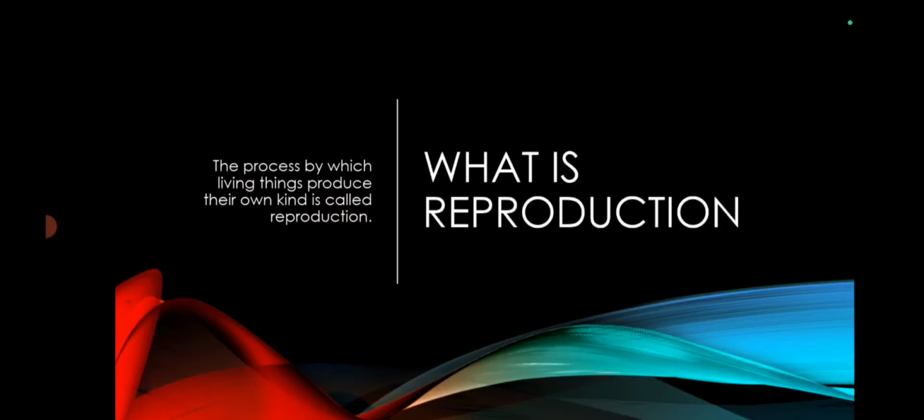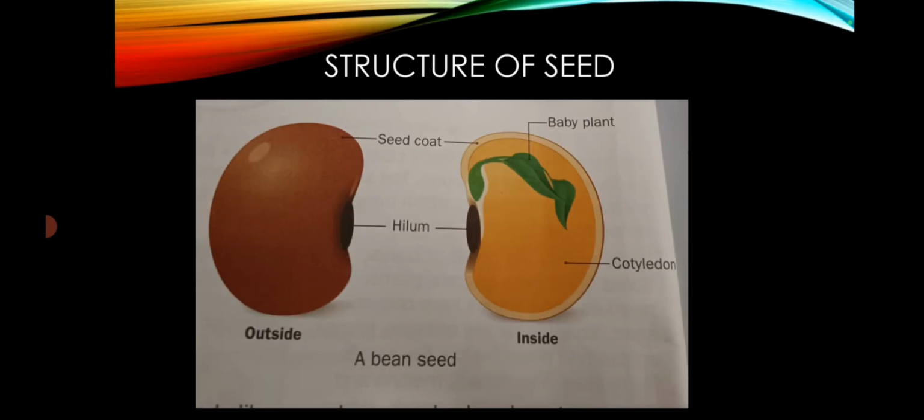First let us see what reproduction is. You all know that reproduction is the process by which living things produce their own kind. The main reproduction of plants is through seeds. First let us see the structure of a seed. Last year you learned about single seeded fruit, few seeded fruit, multiple seeded fruit, and the functions of roots, shoots, leaves and so on. But this year you're going to study reproduction in plants.